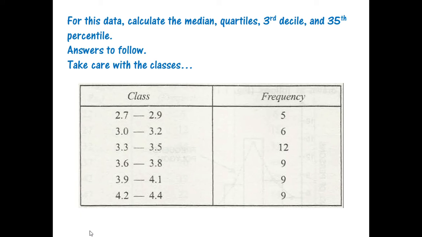So here's another example for you to do. Be careful with this data because the classes don't meet. So you have to remember that you're actually treating the class as if it goes up to 2.95. So this class starts here at 2.95, etc. Otherwise, it's exactly the same as before. And you need to pause it, do the questions, and then the answers are on the next slide. I say slide because it's a PowerPoint, but in a moment.